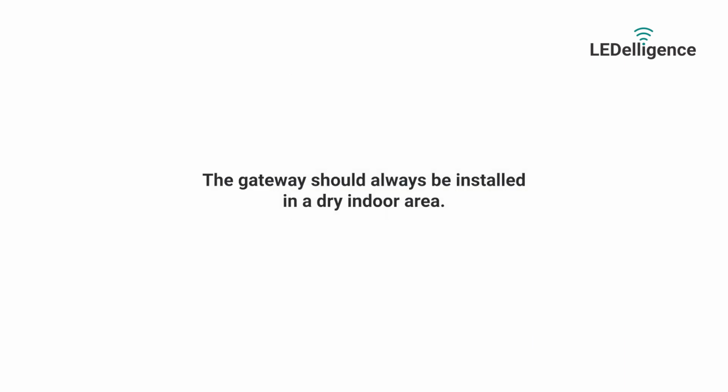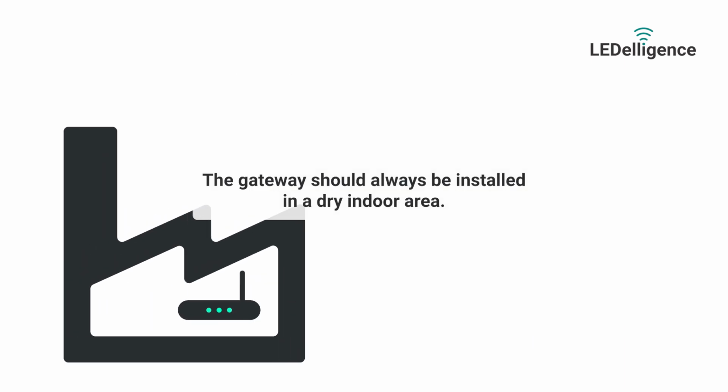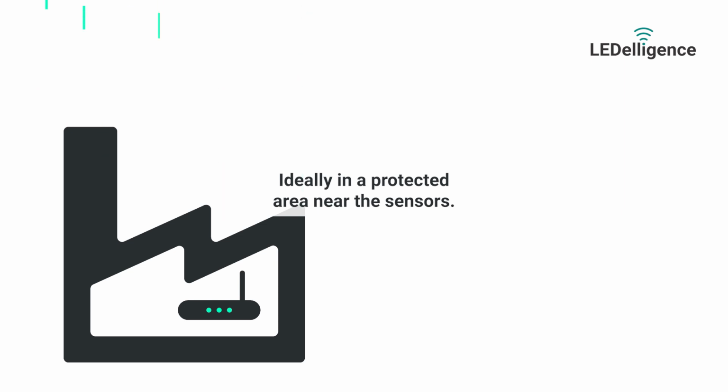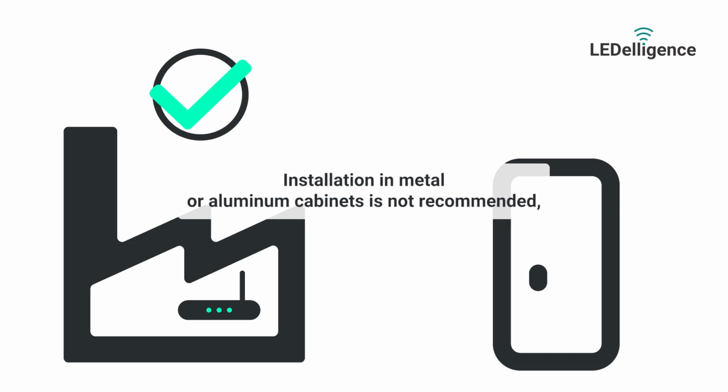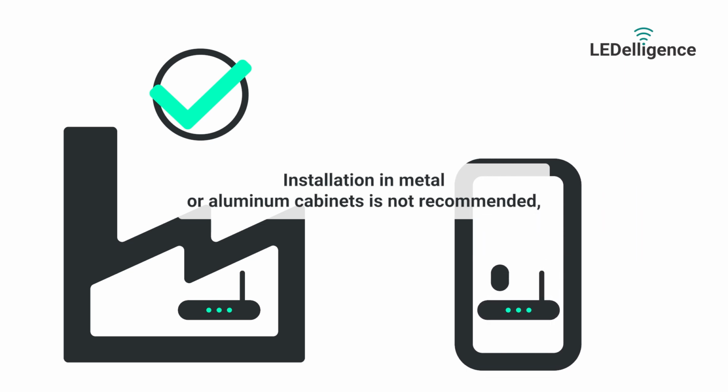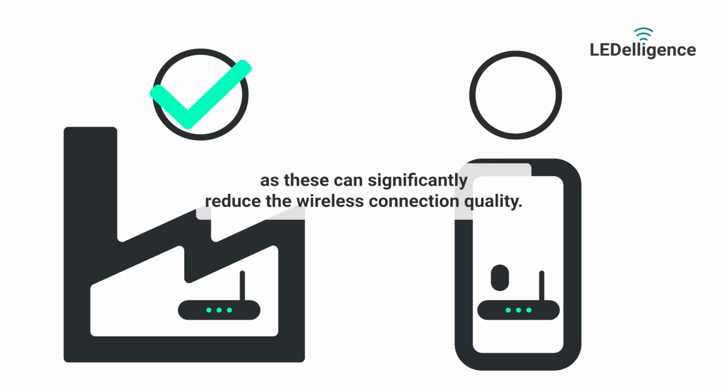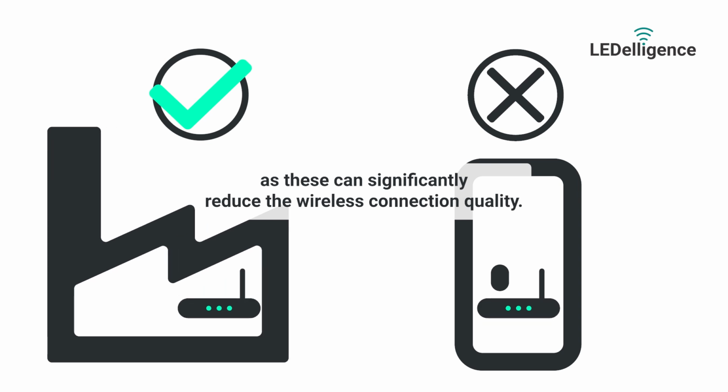The gateway should always be installed in a dry indoor area, ideally in a protected area near the sensors. Installation in metal or aluminum cabinets is not recommended, as these can significantly reduce the wireless connection quality.